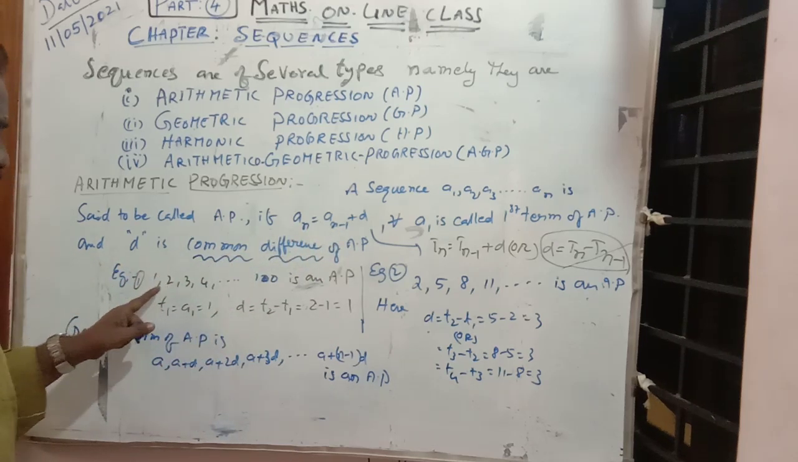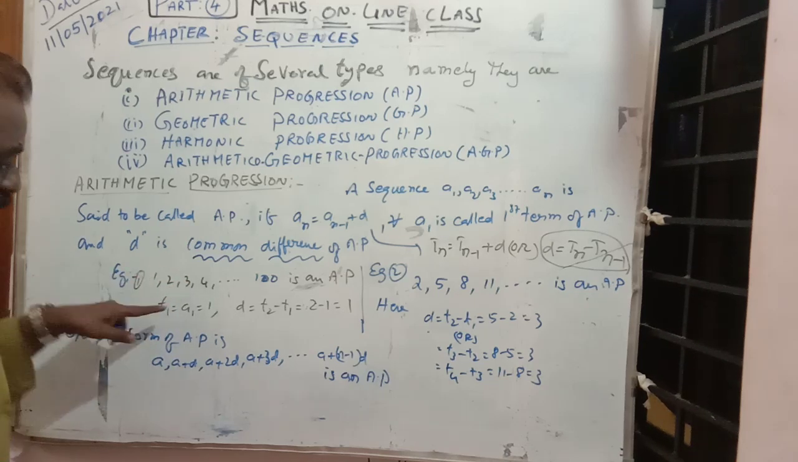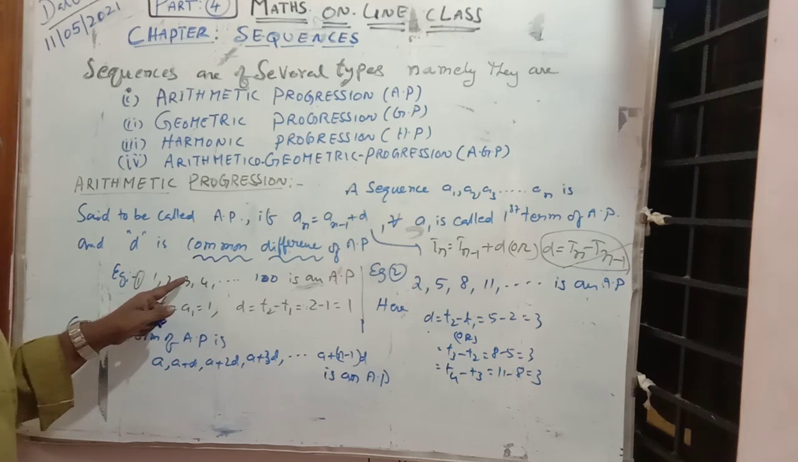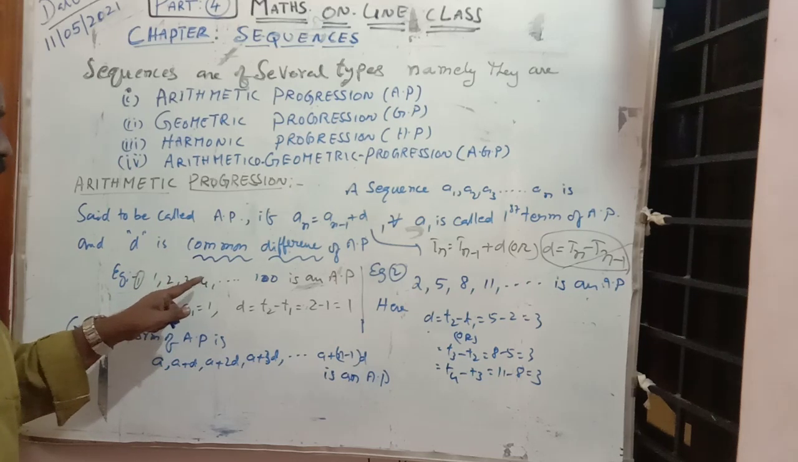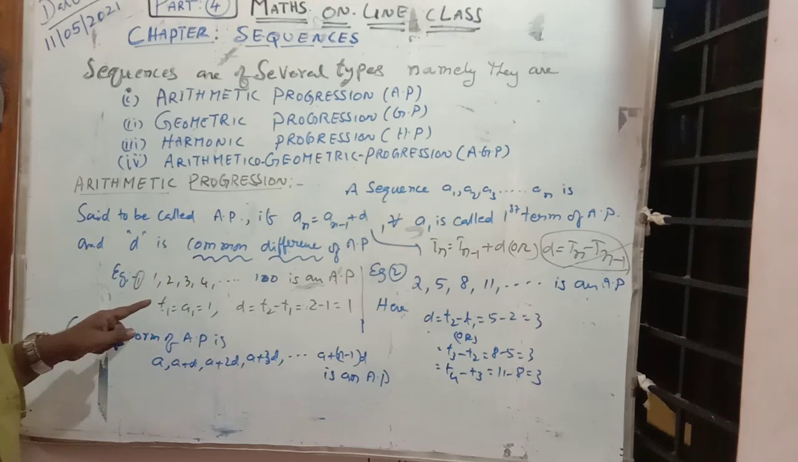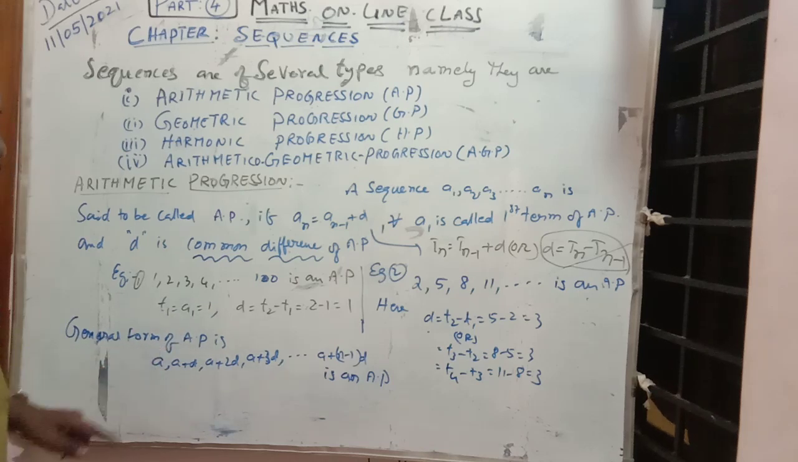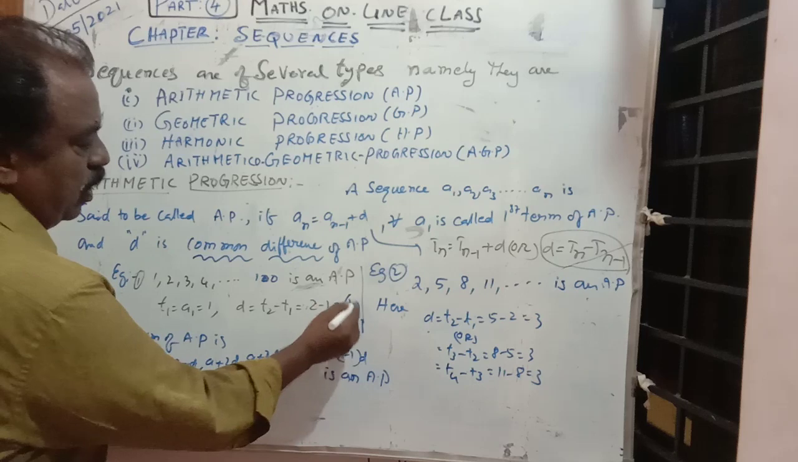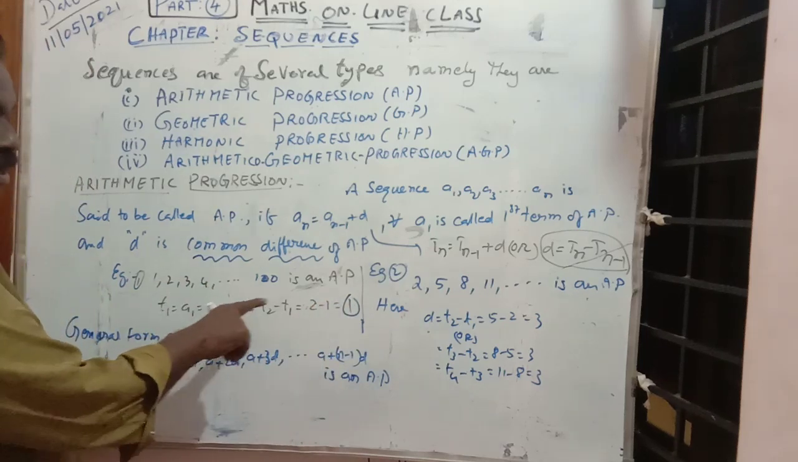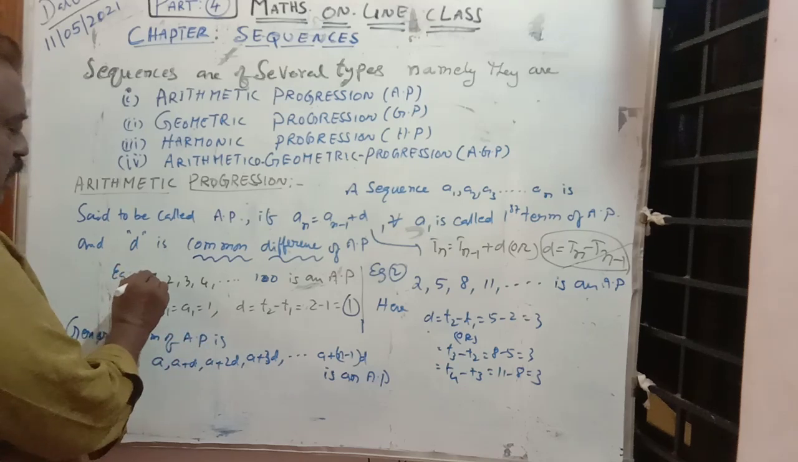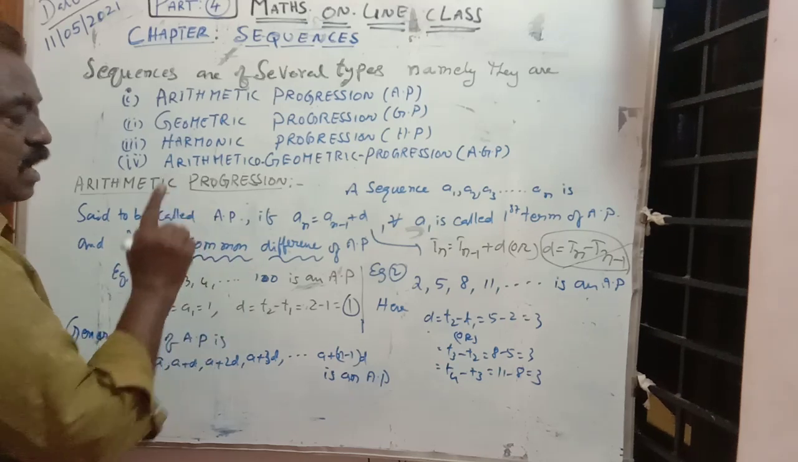The first pair of successive terms is 1, 2. Next is 2, 3, not 1, 3. Successive pair, okay? It is 3, 4. 4 minus 3, or 3 minus 2, or 2 minus 1, we get only 1. So here d is equal to T2 minus T1, which is 2 minus 1, equal to 1. Wherever you see, the difference is only 1. So it is called an AP.